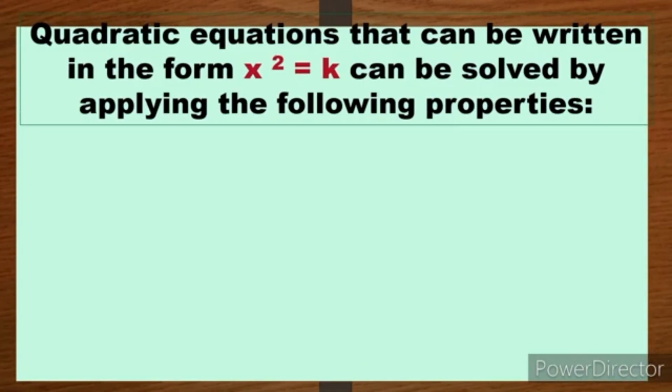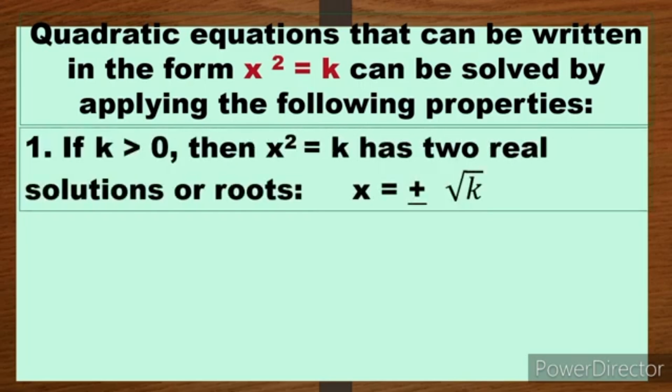Quadratic equations that can be written in the form x squared equals k can be solved by applying the following properties. So we have three properties. The first one, if k is greater than 0, then x squared equals k has two real solutions or roots. Okay? Kapag yung k ay greater than 0 o mas mataas sa 0, magkakaroon ng two solutions or roots, and that is x is equal to positive or negative the square root of k.